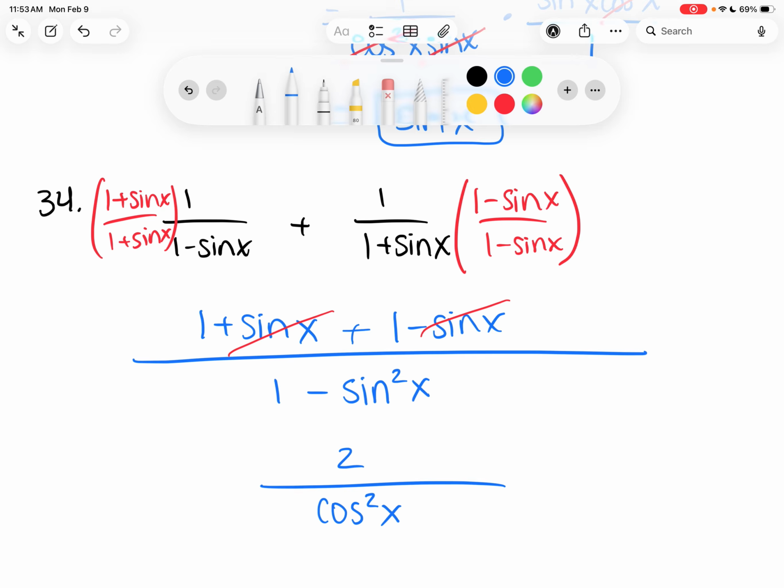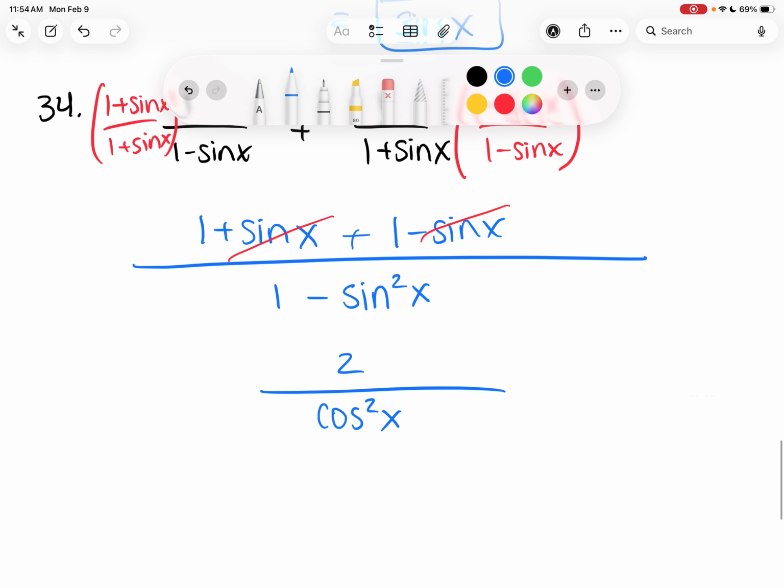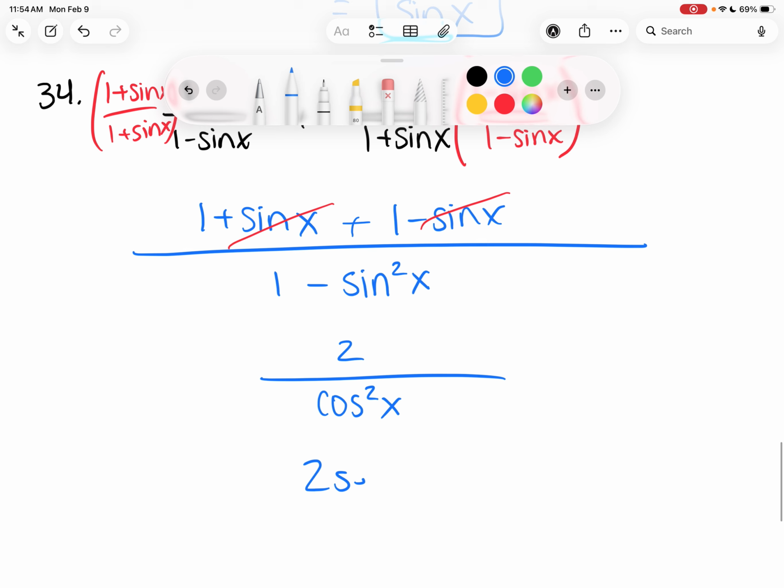Basically, think about it as 1 over cosine. What's 1 over cosine? Oh, secant x. Secant, so then I'm going to put the squared on it, and it's going to be multiplied by the 2 because it was 2 over this. So that means my answer then is 2 times the secant squared of x.